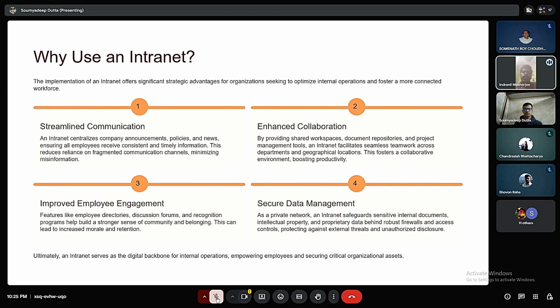In addition, an intranet promotes employee engagement through features like internal directories and discussion forums, helping build a connected work culture. Most importantly, it ensures secure data management by restricting access to authorized users and protecting sensitive organizational information. Overall, an intranet serves as a secure and efficient internal communication system for organizations.